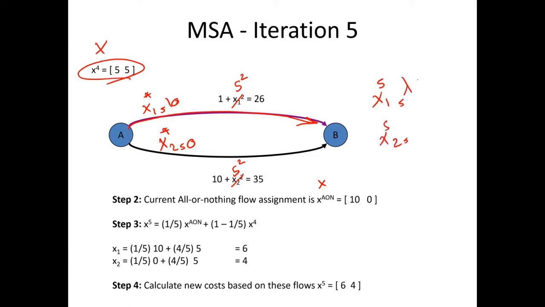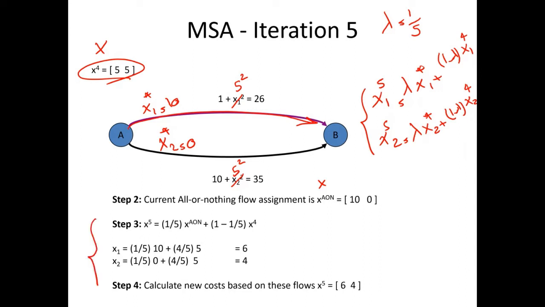Which is lambda multiplied by x star 1 plus 1 minus lambda times x41, which is the volume of link 1 in iteration 4. And same thing for the other link, x star 2 plus 1 minus lambda times x42. Okay? And what would be lambda now? Lambda is 1 over 5 because it is iteration 5. If we put it into the MSA formula, we find that we get the link volumes 6 and 4.